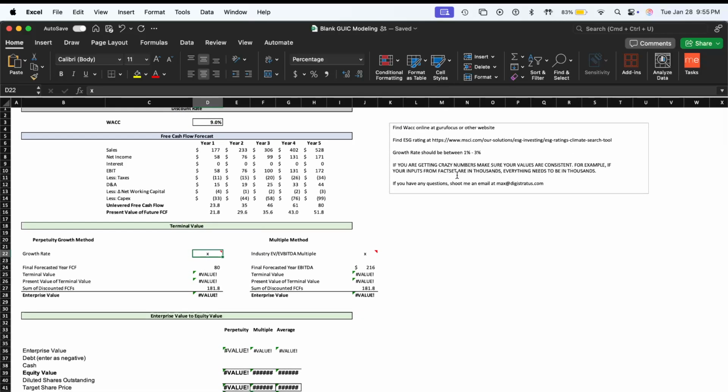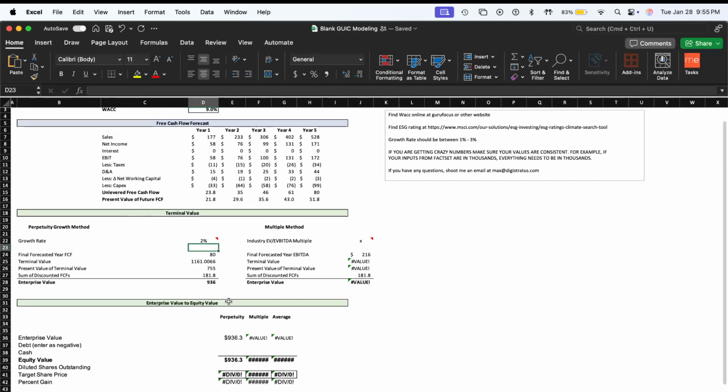Again, rule of thumb, your growth rate should be between 1 to 3%. It should never really be over 3.5% or so. It cannot exceed the US GDP, because the idea is that this is if your company were to grow forever, what rate would it grow? And so it just does not make sense to be higher. For now, we're just going to put this at 2%.